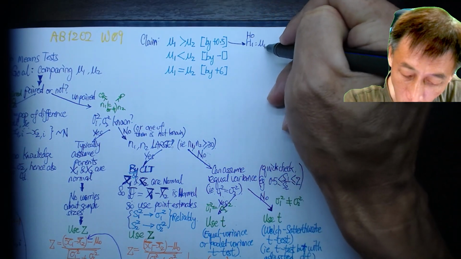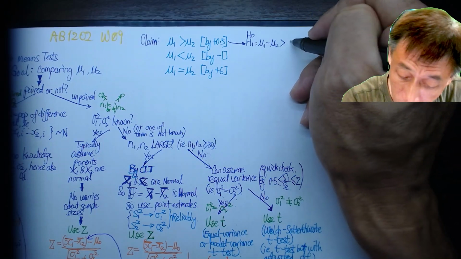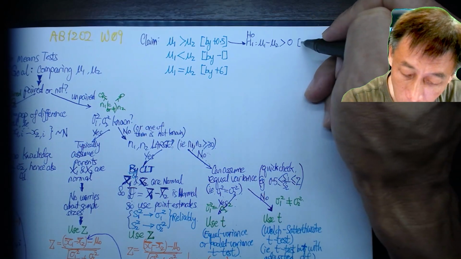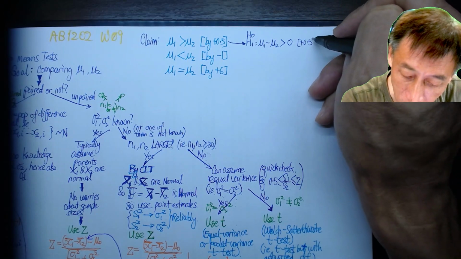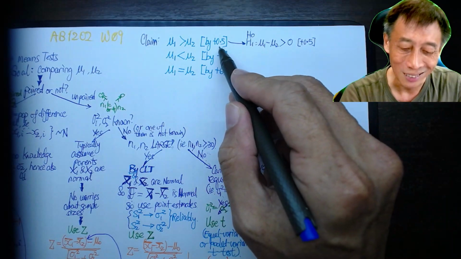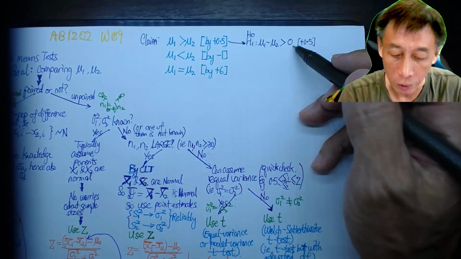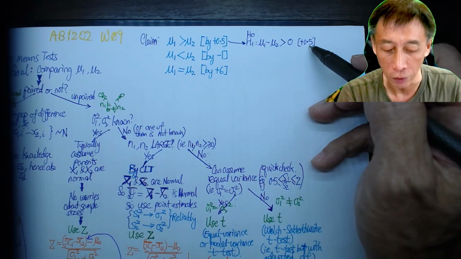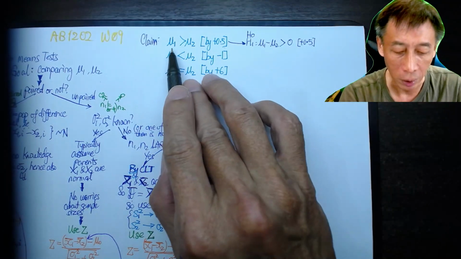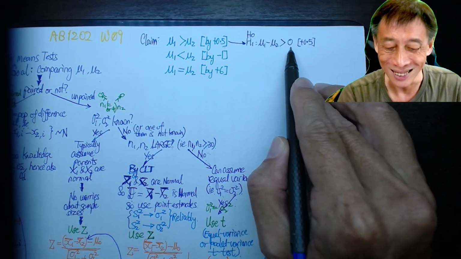So mu1 minus mu2 greater than 0. Or you can substitute the 0.5 right here on the right-hand side. Very easy. That's why I say if there is a stated difference gap, stated upfront, then you just put it on the right side. Instead of 0, you just put the 0.5. If it is as it is, mu1 greater than mu2, then when you bring mu2 over, you get 0.